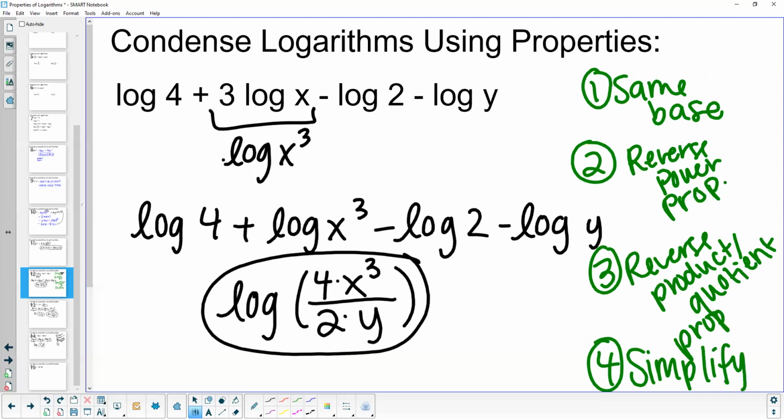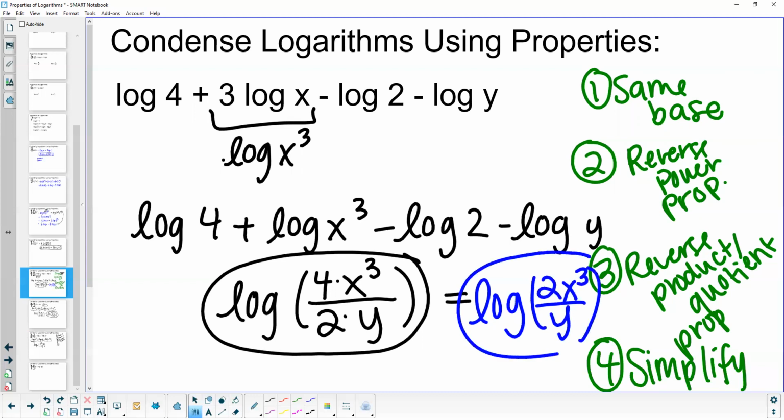So when it comes to simplifying, what that means is if there's anything I can simplify or cancel out with this function, I'm going to do that. So in this case, where there's a 4 and a 2, this actually simplifies. This is not my final answer, but I can write this as the log of, well, 4 divided by 2 is 2, 2x to the 3rd over y. And that's even simpler than 4x to the 3rd times 2y.